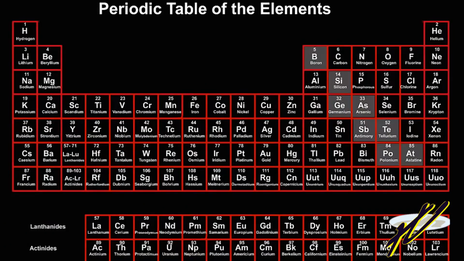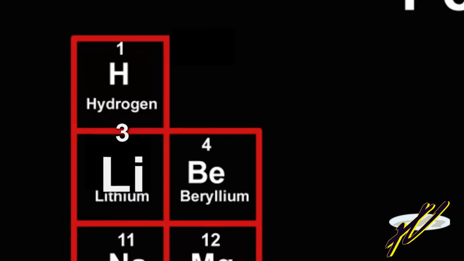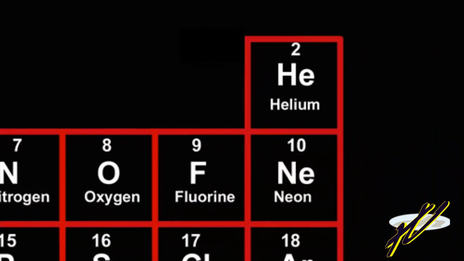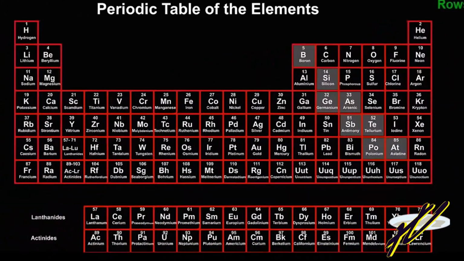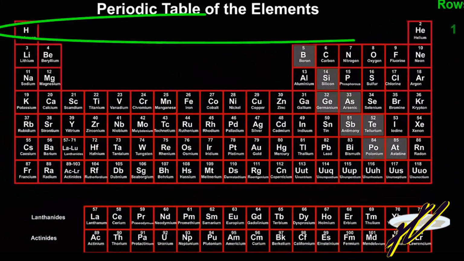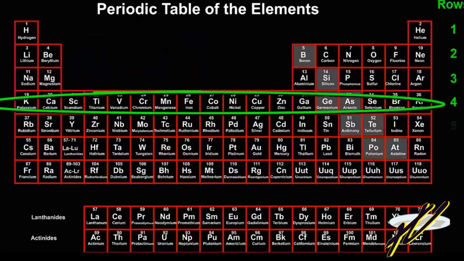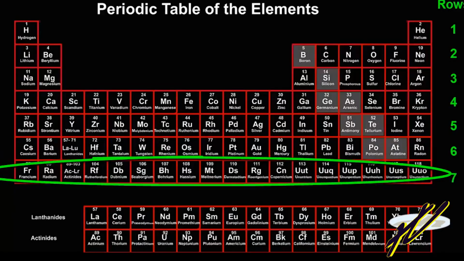Where's lithium? It starts the next row. This row goes up to atomic number 10 before another row is started. How many rows are there? 1, 2, 3, 4, 5, 6, 7. The periodic table has 7 horizontal rows.